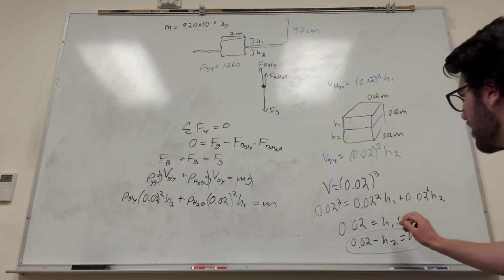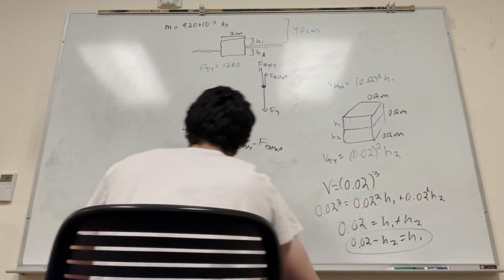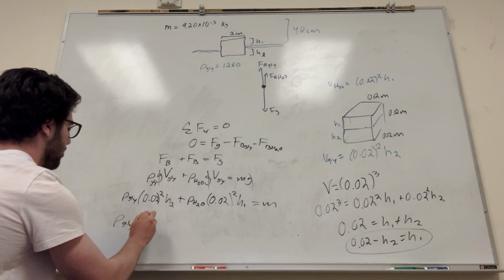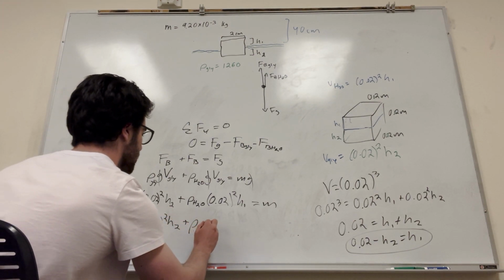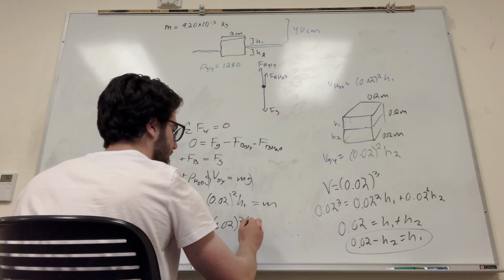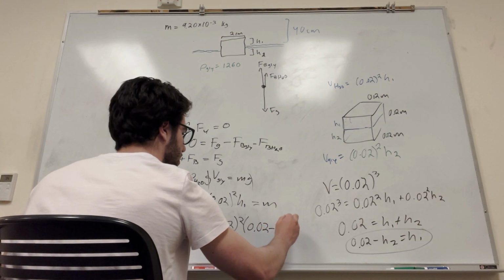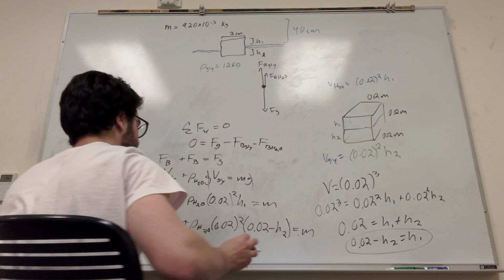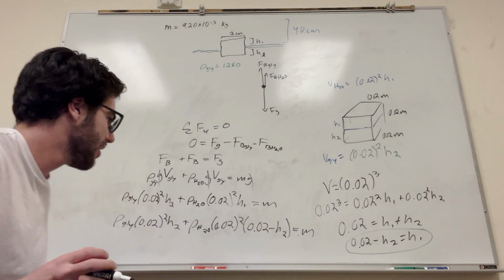This is going to be very valuable because what we're going to do is plug this in here. Let's do it. So density of glycerin times 0.02 squared times height 2, plus density of water times 0.02 squared times height 1. We're going to plug this in, 0.02 minus height 2, is equal to the mass. Look at that. We only have one unknown now.